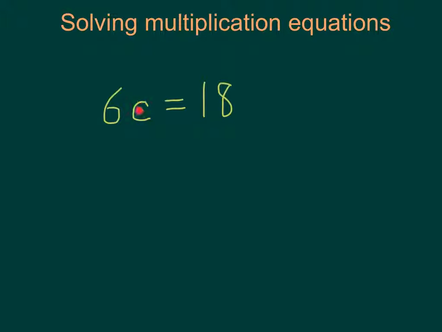We're saying some number, and the thing to remember is if our variable is right next to a number and there's no sign in between them, we always multiply. So we're saying some number times 6 equals 18.